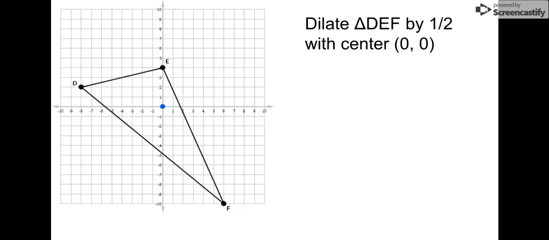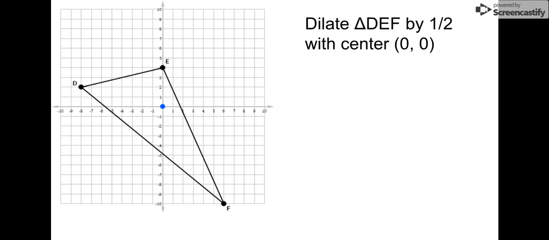In this video, we're going to look at dilations that result in images that are smaller than the pre-image. These are called reductions, and they occur when your scale factor is between 0 and 1. Our first example is dilating triangle DEF by a scale factor of 1/2 with a center at 0, 0.